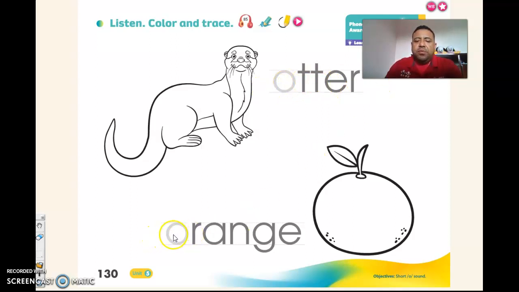Aquí abajito tenemos orange. Entonces, let's trace the letter O over here, the letter O. Okay, and we need to trace the whole thing.